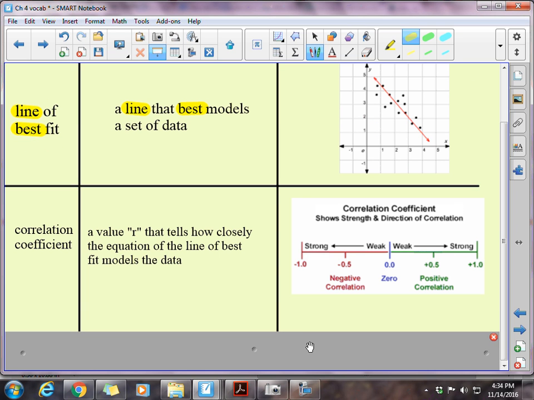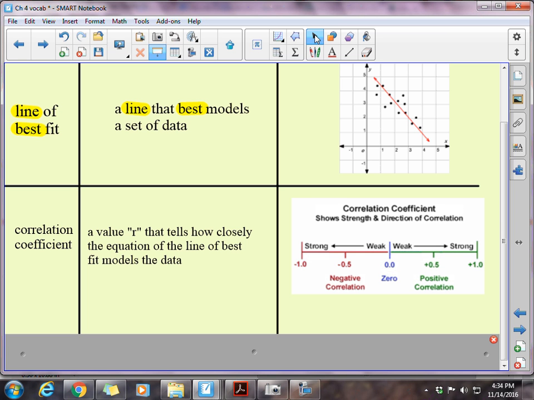Next word, correlation coefficient. Now that's a big one. Coefficient is a number. You should know that word, coefficient. And a correlation coefficient is a number, a value R that tells how closely the equation of the line of best fit models the data. So it tells you how strong your data is, how well we can use it to predict. If it's not very strong, we'll say, I wouldn't count on this to always be true. If it's a really strong correlation, then you can make predictions and say I almost for a fact know this is going to be true, because we have such a strong correlation.